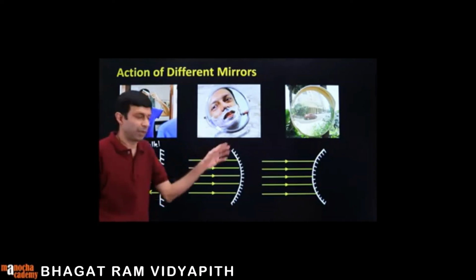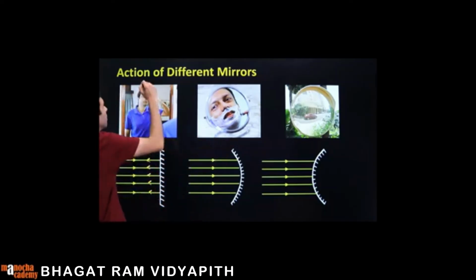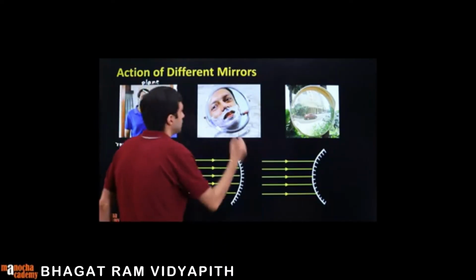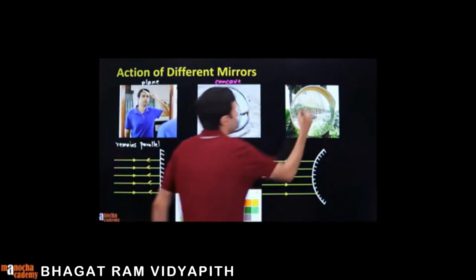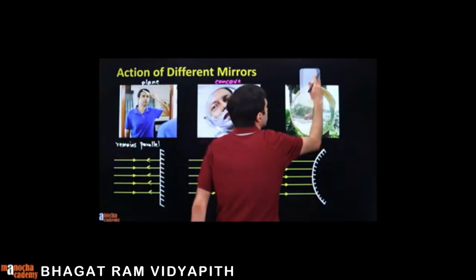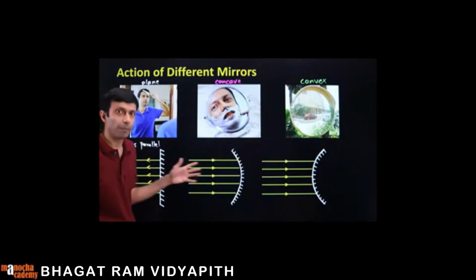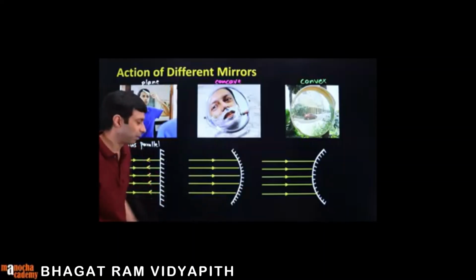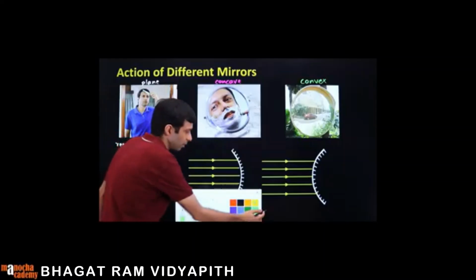Now if you take a concave mirror, so again remember, this one is a plane mirror, this is a concave mirror, and here you have a convex mirror. So what happens here, if you throw a parallel beam of light on a concave mirror, what's going to happen?